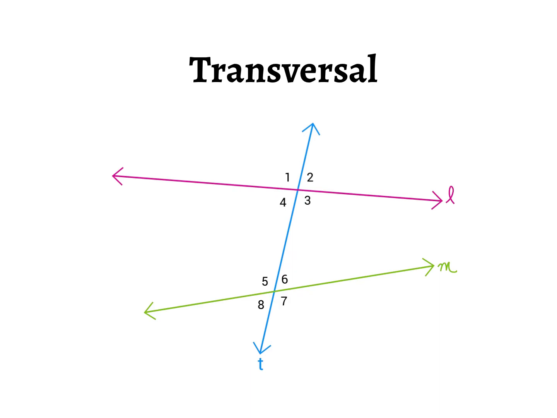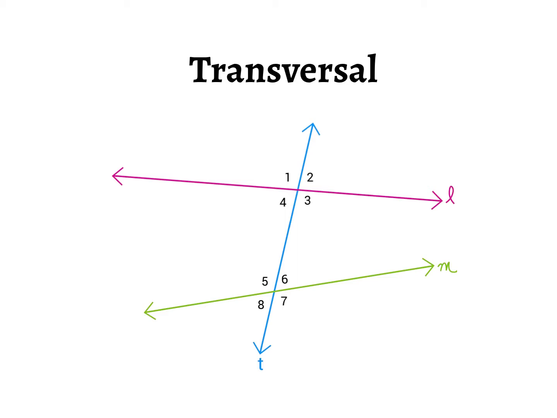So here the first word we want to talk about is a transversal. The transversal is a very important word. Transversal is this blue line that you see right here. A transversal is defined as a line that intersects at least 2 lines. If it intersects at least 2 lines, it'll create these 8 angles that we're talking about. So a transversal is the line that's intersecting the other 2 lines.